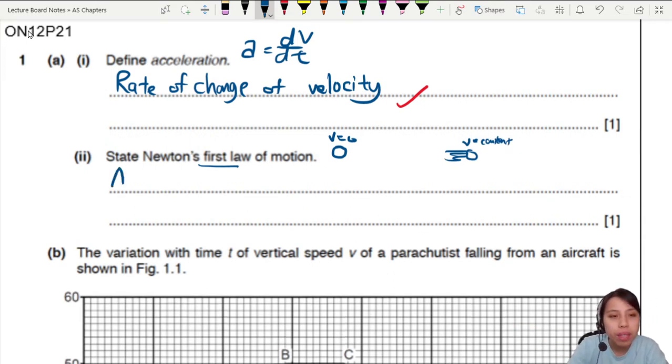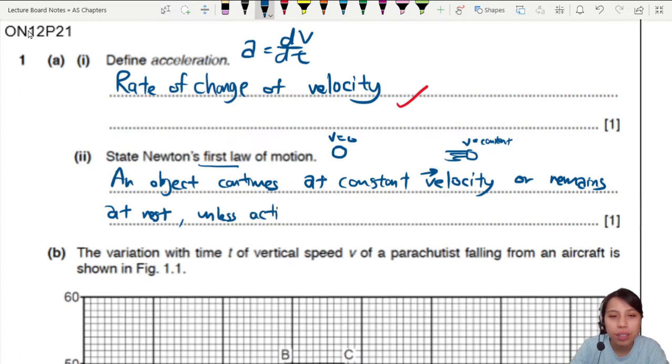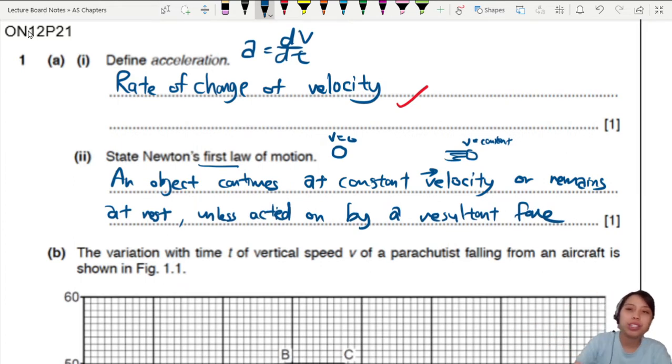So how do we say that? First law of motion: an object continues at constant velocity, which means no changing direction. Velocity matters, direction, right? At constant velocity or remains at rest. At rest means v is 0, not moving, unless acted on by a resultant force. So you have to write that. That's a general explanation of the first law.